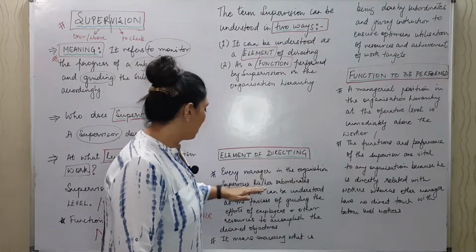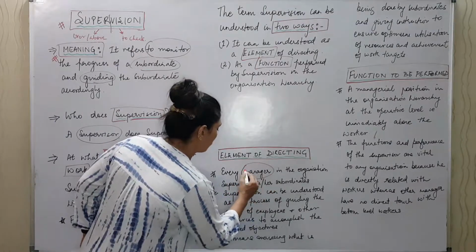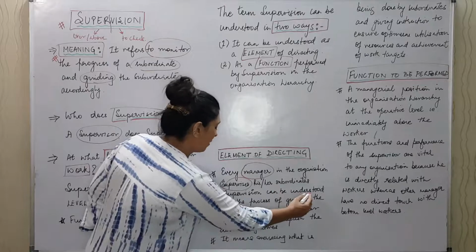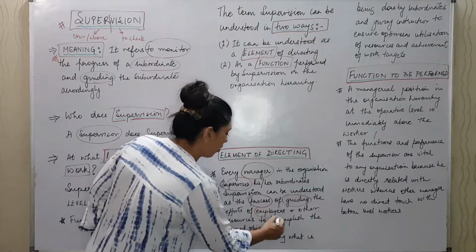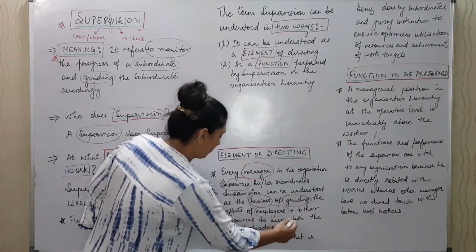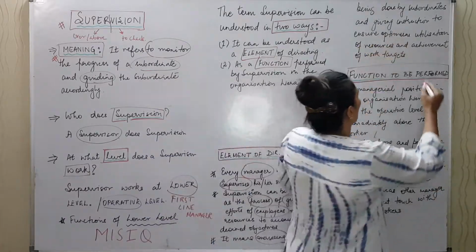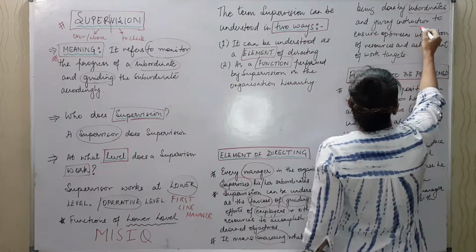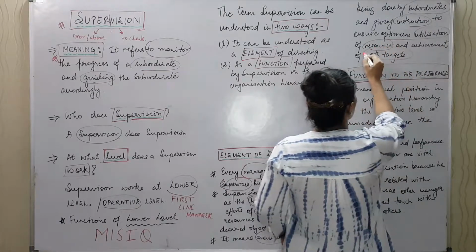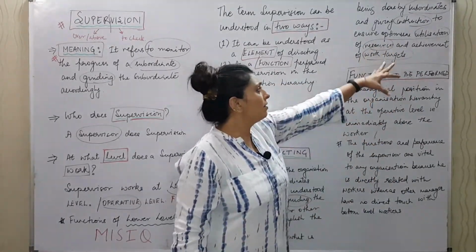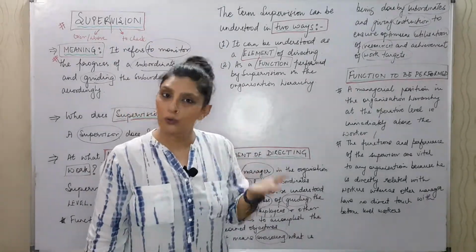Every manager in the organization supervises his or her subordinates. Supervision can be understood as the process of guiding the efforts of the employees and other resources to accomplish the desired objectives. It means overseeing what is being done by the subordinates, giving instruction and ensuring optimum utilization of resources and achievement of work targets. These other things are inclusive. Basically, as an element, it means nothing else but overseeing people at work.